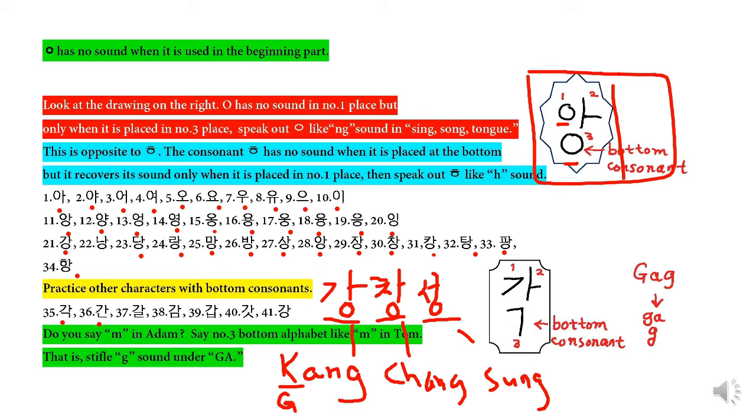Gak, gan, gal, gam, gap, gat, gang. All these bottom consonants have different sounds. I put these words here to ask you to say the bottom consonant correctly. So for the bottom consonant, look at this drawing. You have ga above and giyeok at the bottom. So when it's put in English, this will be like gag. And if you say this like gag, it's not the correct Korean sound. This giyeok goes down. And you should say this word like gak. If you say gak, even merely, that's not correct.